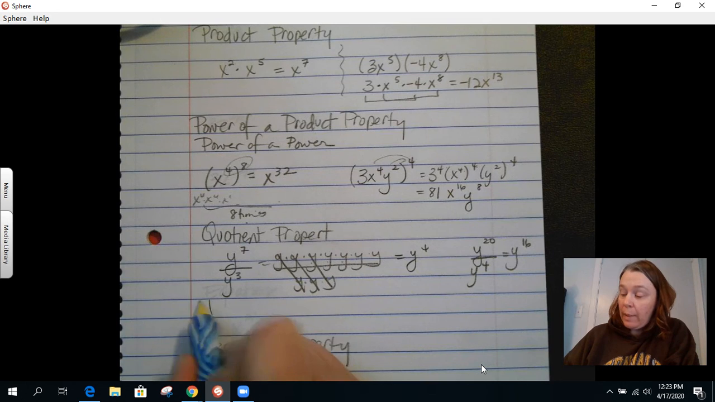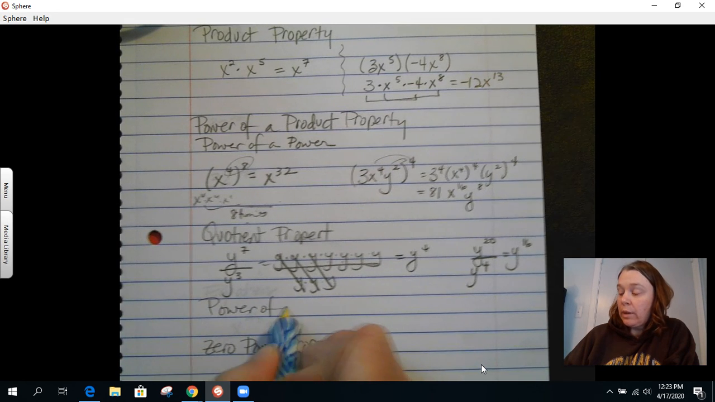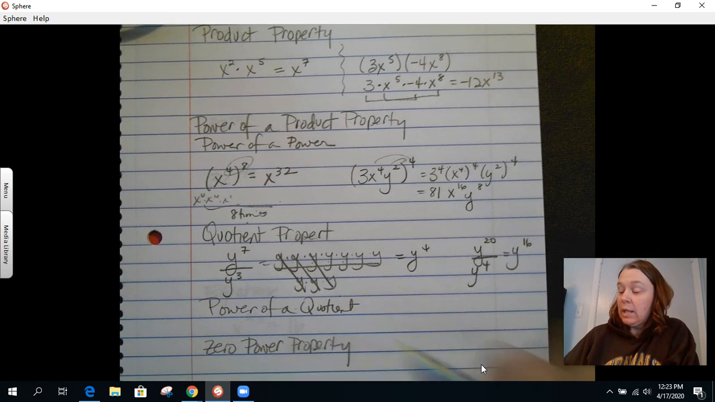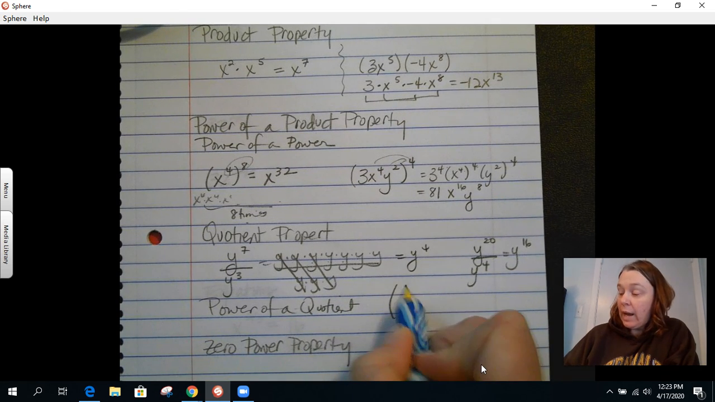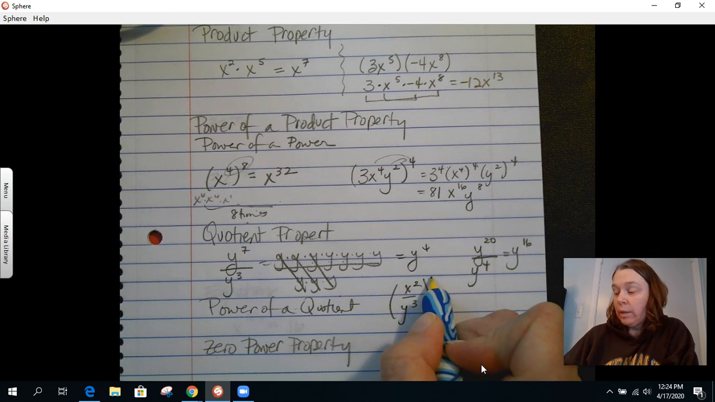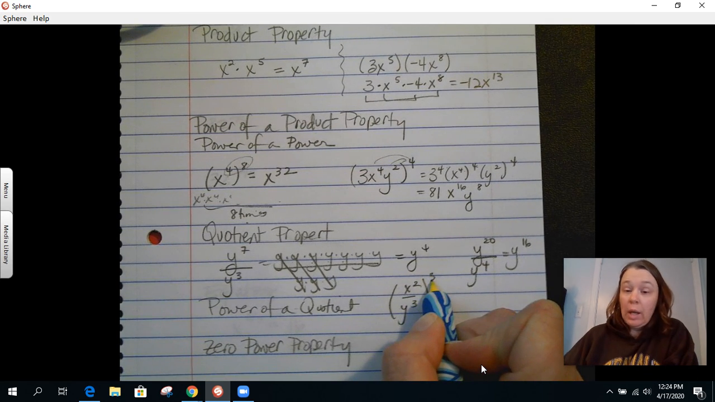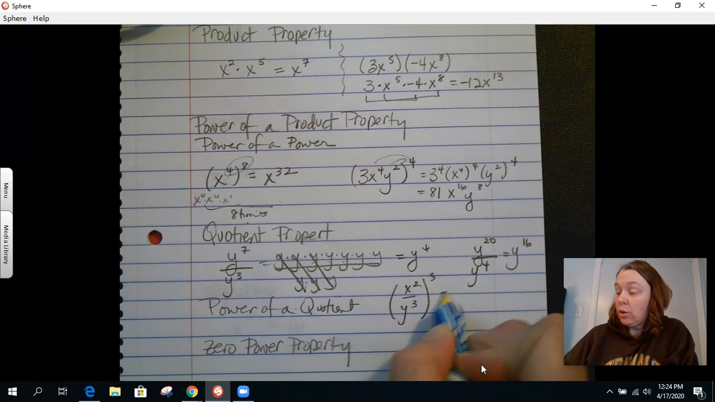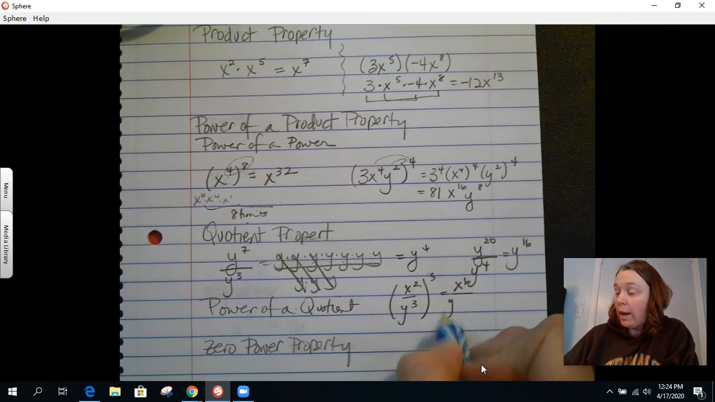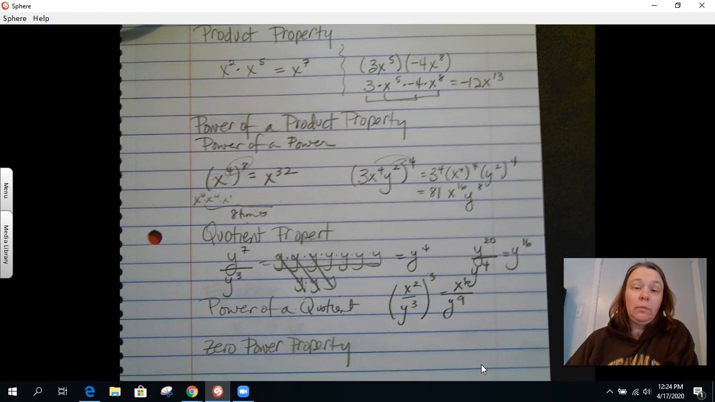Okay. And then, how we had power of a product, we can also have power of a quotient. And that would just be that I apply, again, the power on the outside to everything inside. So if I had x to the second over y to the third, and that whole thing was to the, I don't know, third, I would have to do x to the second to the third, so x to the sixth, and then y to the third to the third, or y to the ninth.